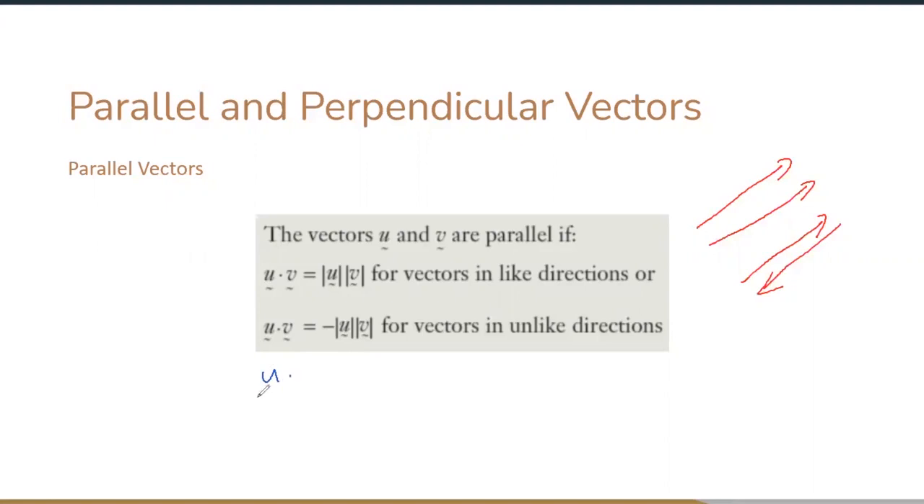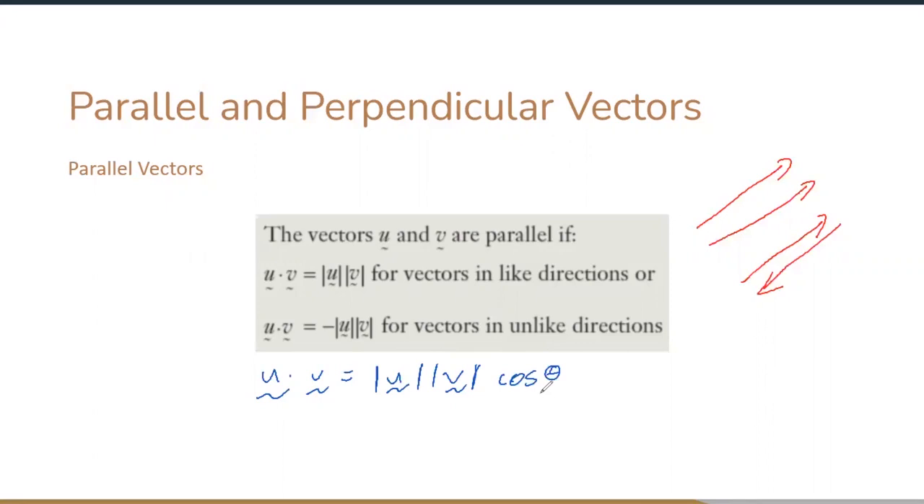So if we have u dot v, we can say that the dot product is equal to the magnitudes times the angle between them, so our cos theta. If they're in a like direction, that means there's no angle difference between them. They're pointing in the same direction and facing the same way. So our angle theta is going to be 0, and if theta is 0, then cos is going to be 1. So we just get left with the magnitudes of u and v times 1. So the dot product is the magnitudes multiplied.